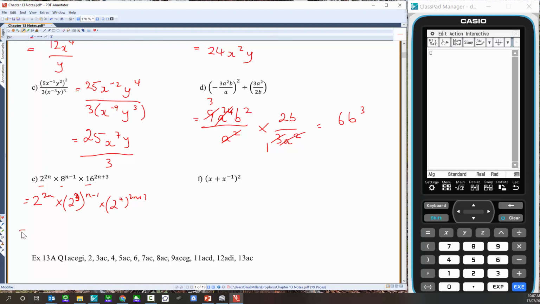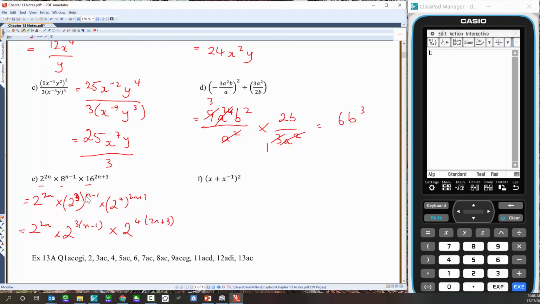All right, so now what we've got is common bases. Okay, so what we're going to do is just use that rule, the power to power rule. That means that these powers get multiplied. So I'm going to rewrite this line as 2 to the 2n times 2 to the 3n take 1. Now don't forget those brackets there, they're really important. 2 to the 4, 2n plus 3.